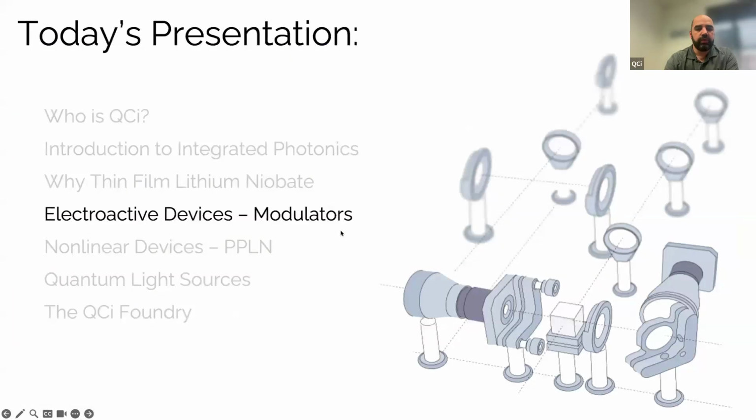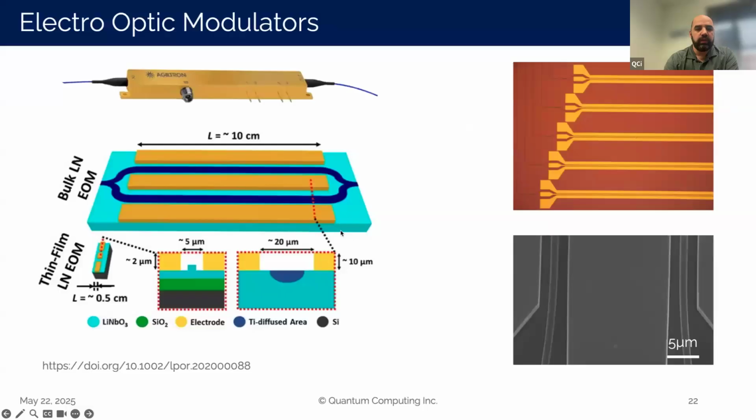So the most widely studied and the most interesting device from the point of view of industry adoption are lithium niobate modulators. Lithium niobate modulators in themselves are not new. They're probably a 60-year-old technology. So what I'm showing at the top is a modulator that's available commercially today that you can buy off the shelf from any supplier of optics.